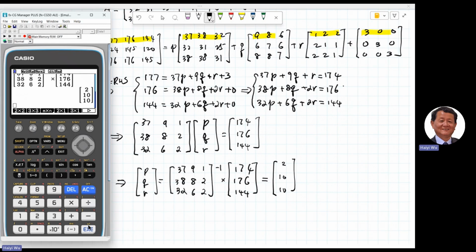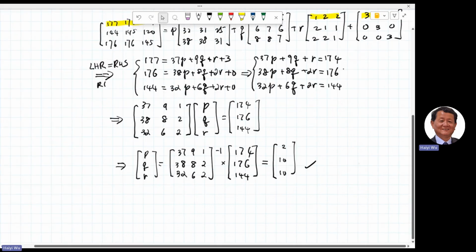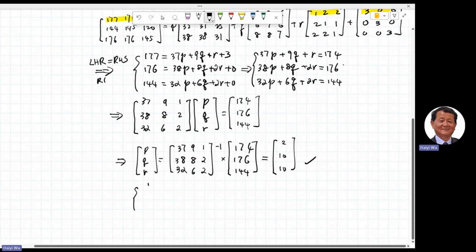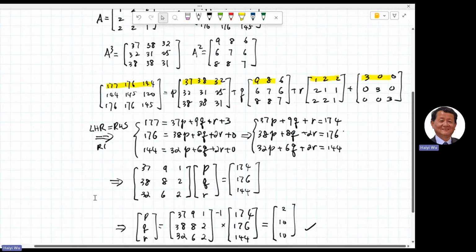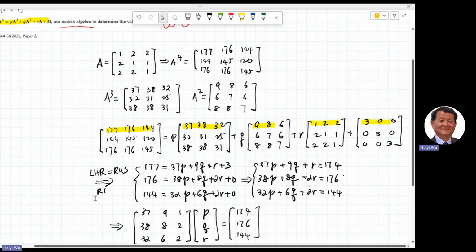We get 2, 10, 10, which is correct. Therefore, P is 2, Q is 10, and R is 10. So we've solved it. That's the process of using a graphics calculator to solve a matrix question using matrix algebra.